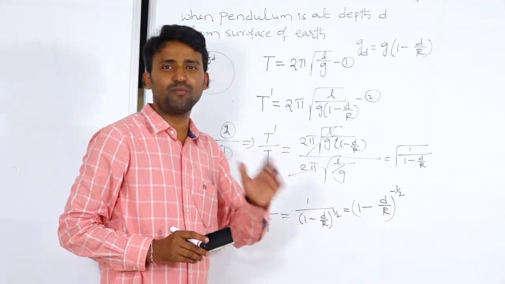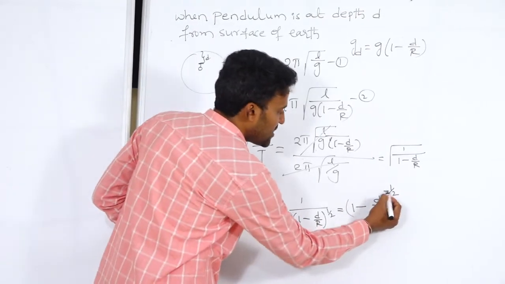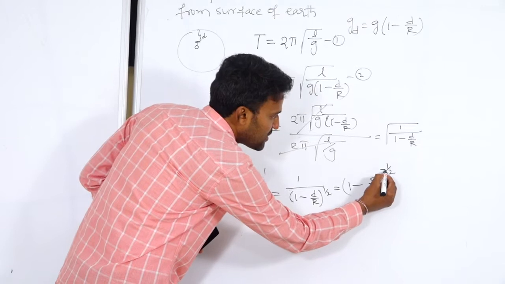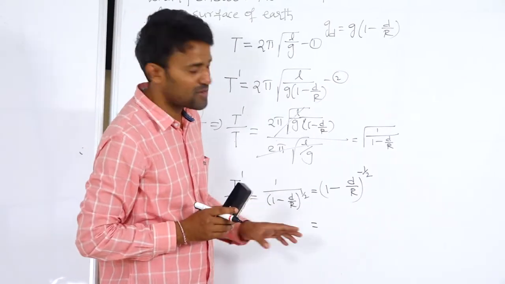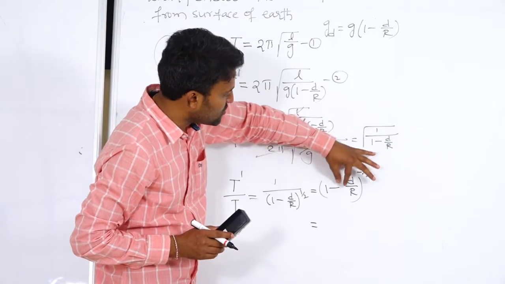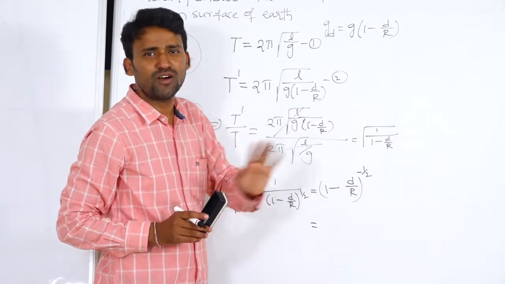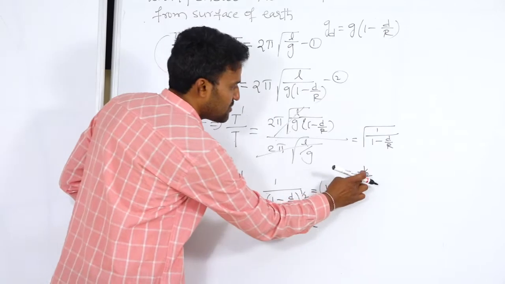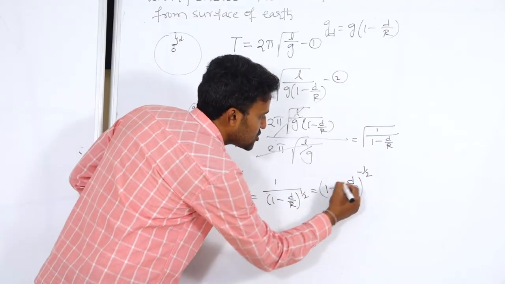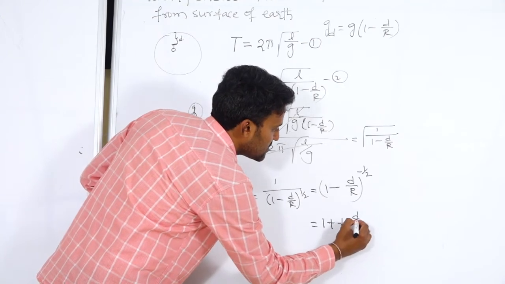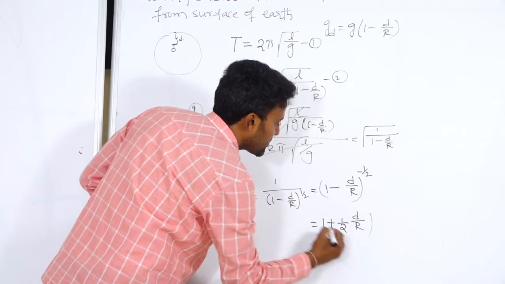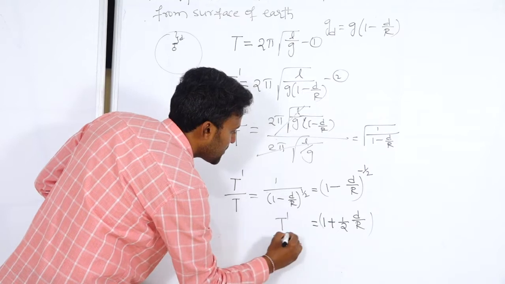If I apply the binomial theorem with this minus 1 by 2, in physics you have to remember every time that no need for the full formula; we can apply directly. Minus into minus becomes plus, so 1 by 2 d by R. Then T dash by T equals 1 plus 1 by 2 d by R.